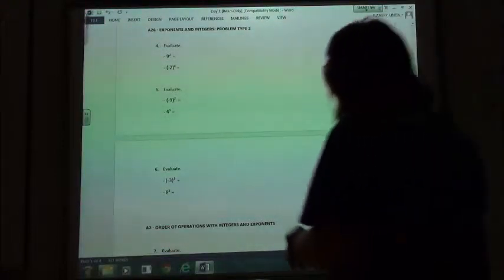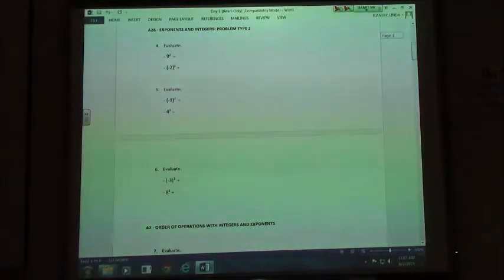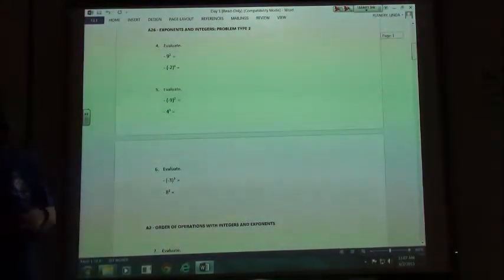The next one's exponents and integers, problem type 2, because I figured problem type 1 was too easy. I took it off the pie chart. There were really like 900 topics I could have had you do. I didn't think you had the time to do 900. So I picked and chose and sorted it down to 250. I could put it back up if you'd like.